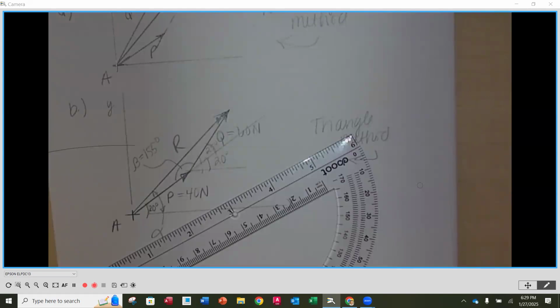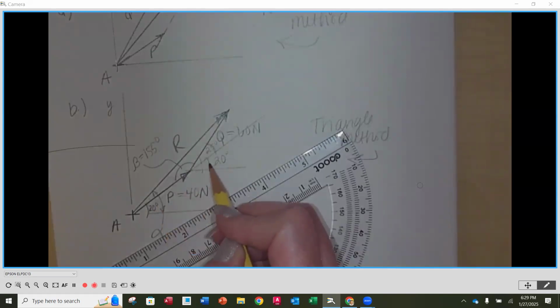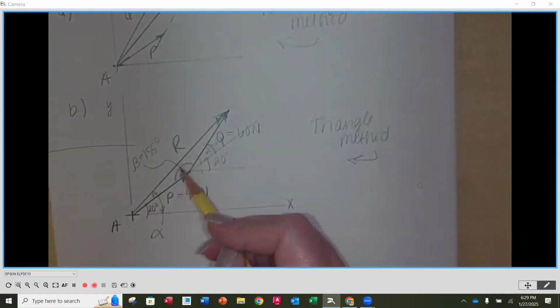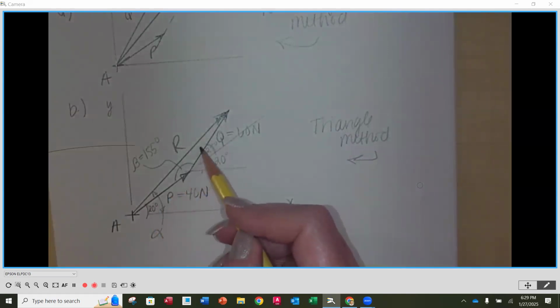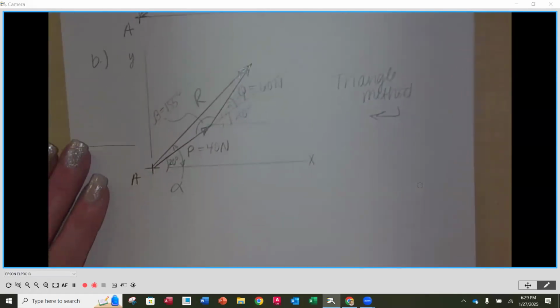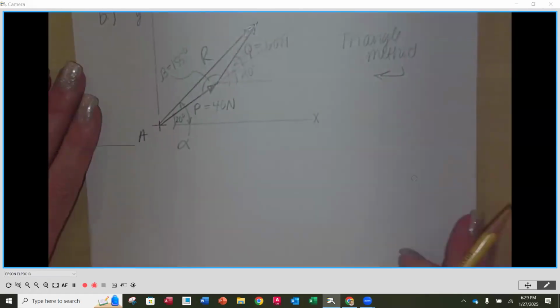I like to do it that way because I see the 180 first, and then I can figure out this is 20 because that goes along there, and then that's 25 left over, which is subtracted from the 180. So we know this angle. We know the length of P. We know the length of Q. So we can use the cosine law to get our resultant, and then ultimately we'll be able to get the angle as well. So let me show you how to use the cosine law here.